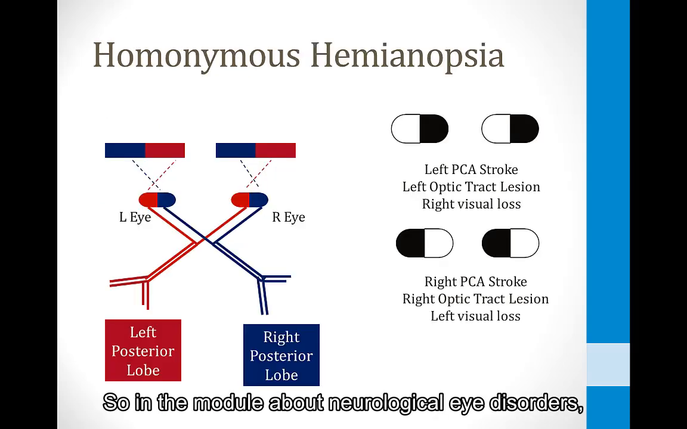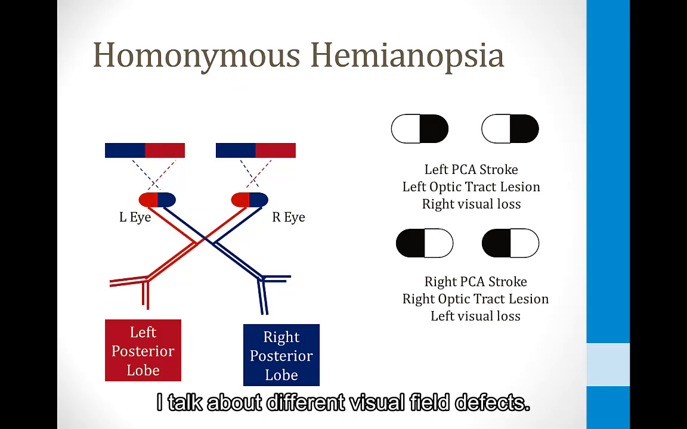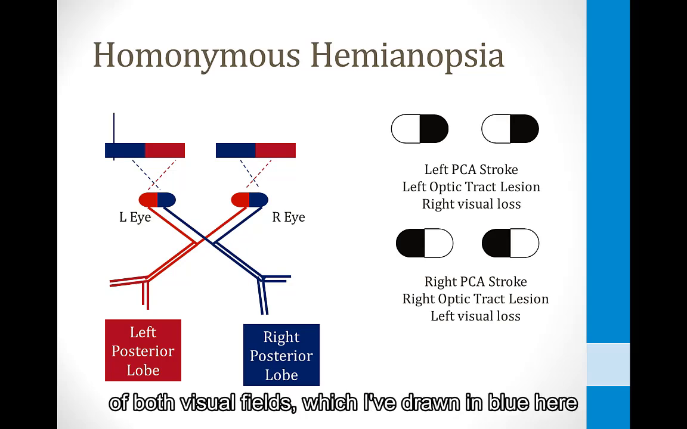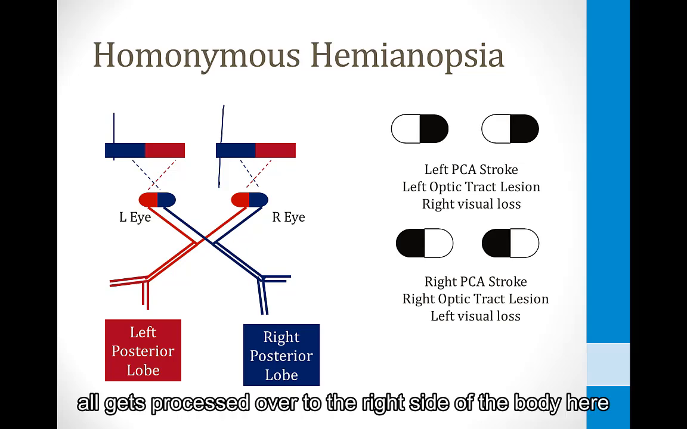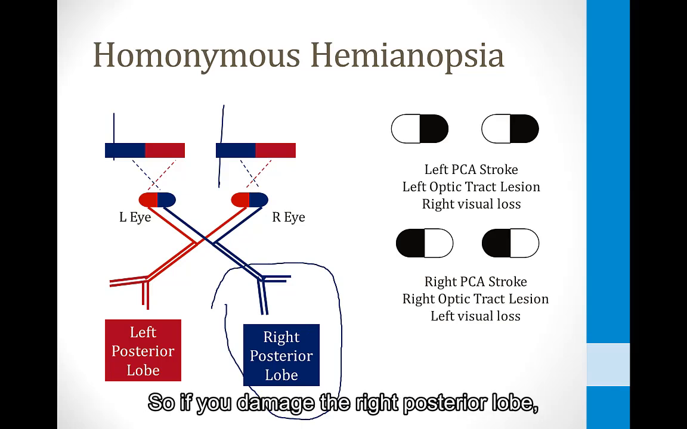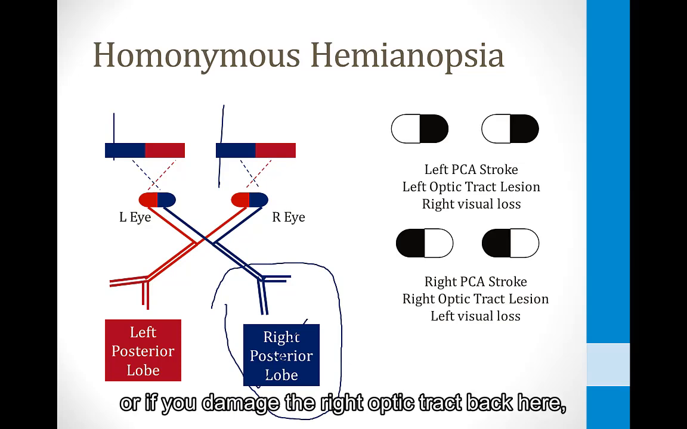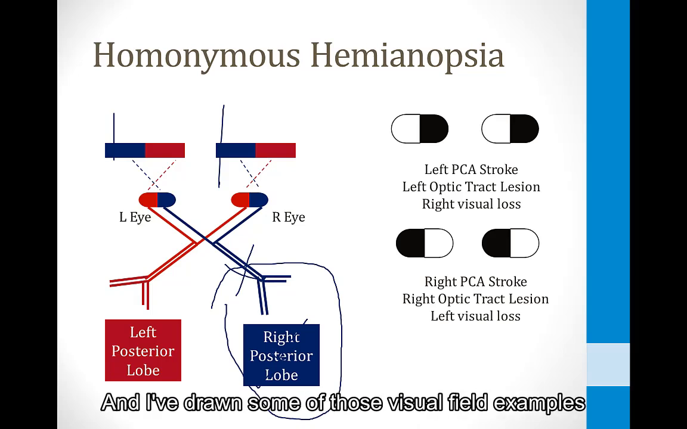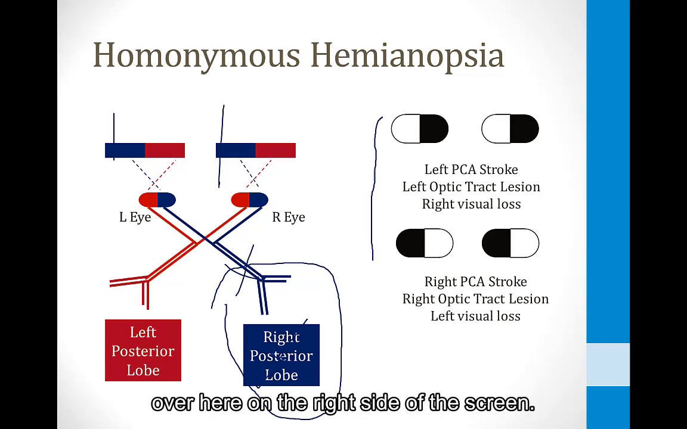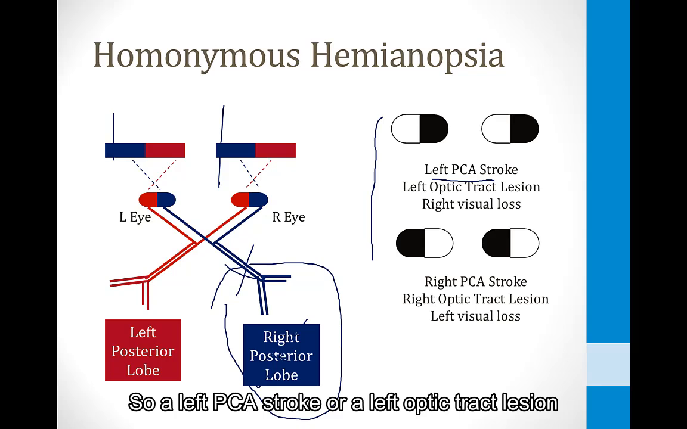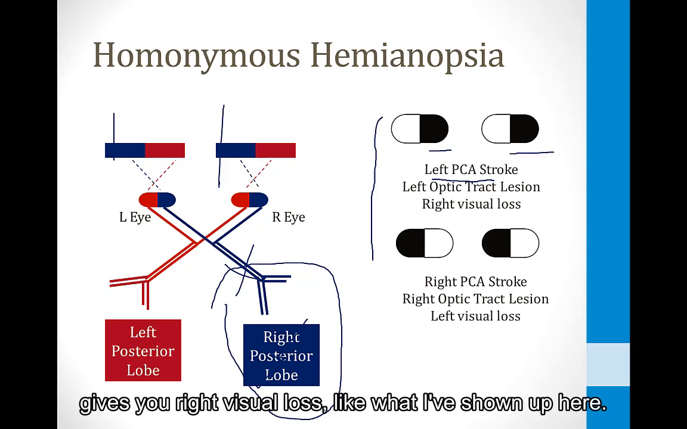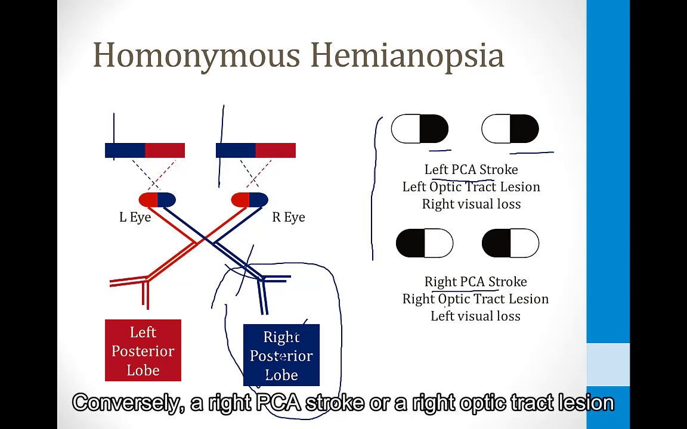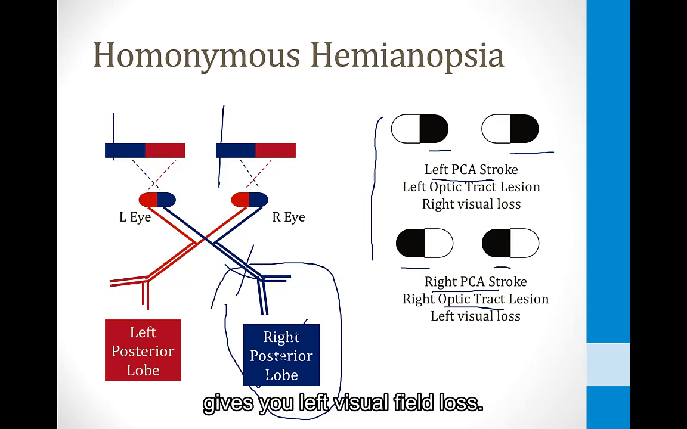So on the module about neurological eye disorders, I talk about different visual field defects, and I won't revisit all of that now. But what I will tell you is the left portion of both visual fields, which I've drawn in blue here in this picture on the left, all gets processed over to the right side of the brain here and processed by the right posterior lobe. So if you damage the right posterior lobe, or if you damage the right optic tract back here, you will lose the left side of both visual fields. And I've drawn some of those visual field examples over here on the right side of the screen. So a left PCA stroke or a left optic tract lesion gives you right visual loss, like what I've shown up here. Conversely, a right PCA stroke or a right optic tract lesion gives you left visual field loss.